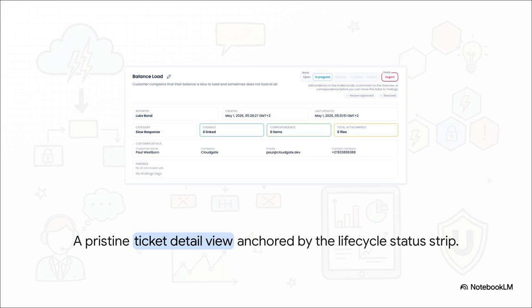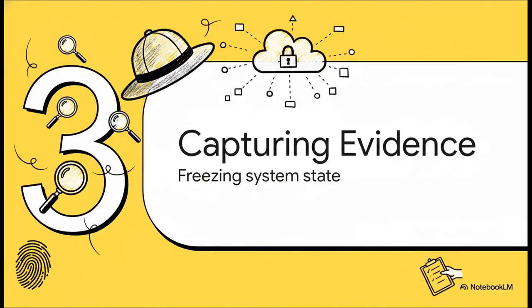The status strip is front and center, and right beneath it, you have all your general context, reporter metadata, and quick counts for linked evidence and correspondence. Before anyone even opens a tab or scrolls down, they can immediately answer where this issue is in its life. It is just incredibly efficient. All right, part 3, capturing immutable evidence.